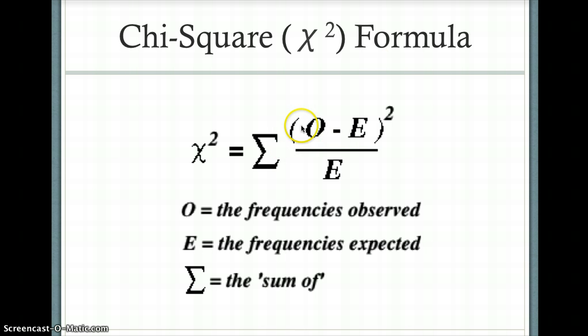So here we have the chi-squared, which is the x squared, equals, and then this big symbol that looks like an E is the sum of, which you might remember from math class. And on top we have the observed frequencies minus the expected frequencies, squared, over the expected frequencies. So once we plug it in, it's not going to be that complicated at all.